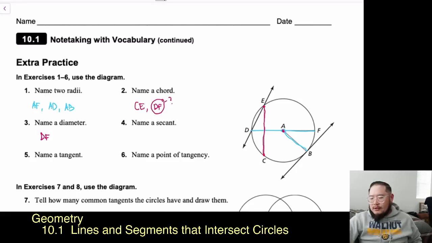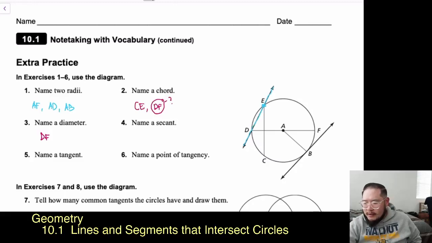Let's take a look at number 4. It says name a secant. What exactly is a secant? Hopefully we remember that a secant is a line that goes through a circle and hits it at 2 points. So that would be line DE. Line DE would be a secant, with 2 points on that circle, and it goes through it.